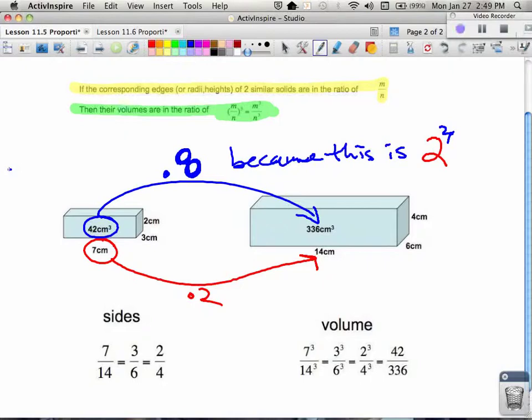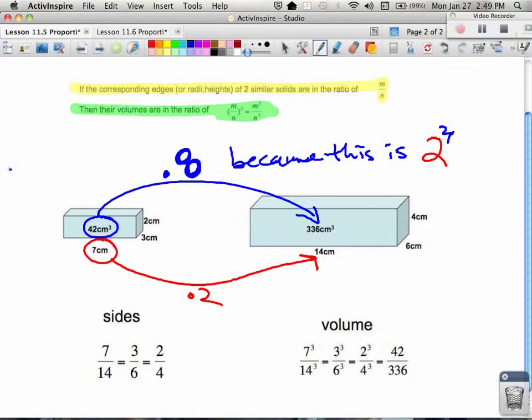Why is that? That's because the side ratio was 2 times as big. But when I'm talking about volumes, it's a cubic. So I cube the 2, which gives me 8. And so to go from one volume to the next volume, I multiply by 8.